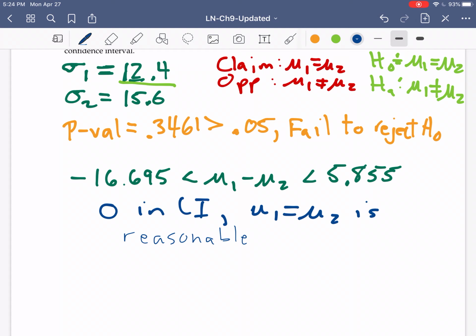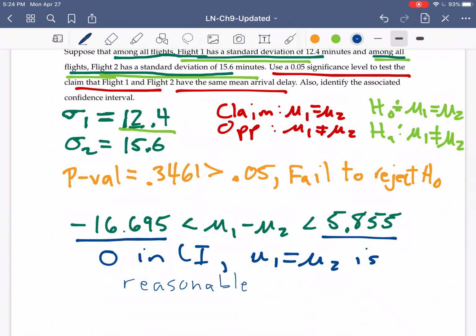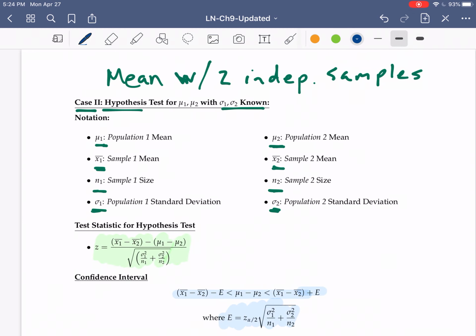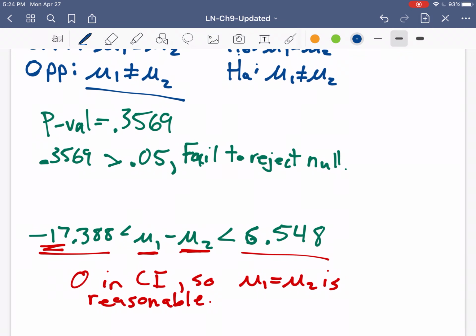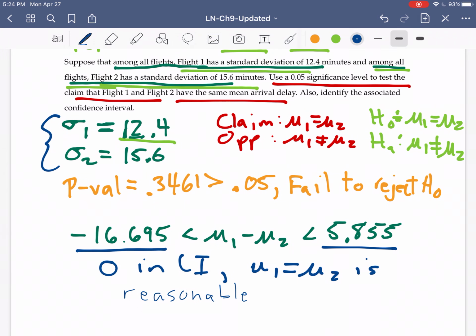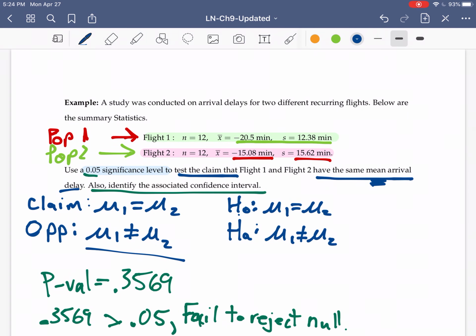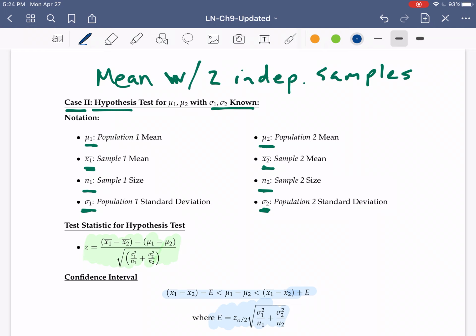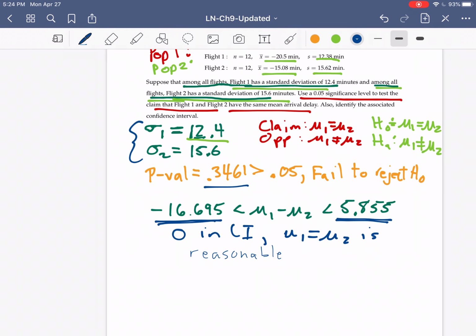Notice that these values here, if we go back to our last time we did this example, where the only thing that was different was we weren't given this information, in our last video we saw negative 17.388 to 6.548. Those values are not significantly different from these. Also, that p-value, 0.3461, before was 0.3569. So it didn't change a whole lot based on these new values, but it did change. So be really careful with those.